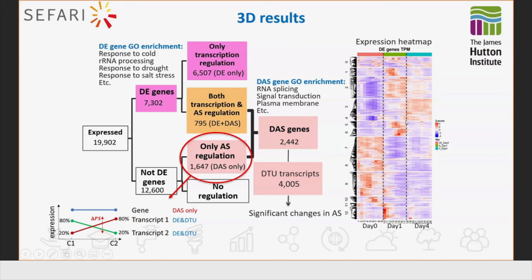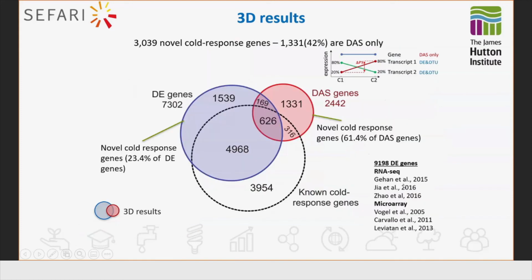So also we use a heat map to visualize the expression. Then we can see the identified DE genes. They show very good patterns of this dynamic change between different time points and different days. Then we also compared the 3D results to currently known cold response genes. So we have about 3,000 novel cold response genes. About 42% of them are DTU-only genes.